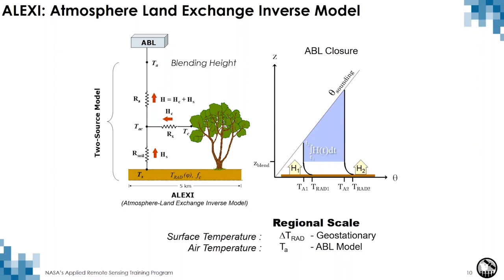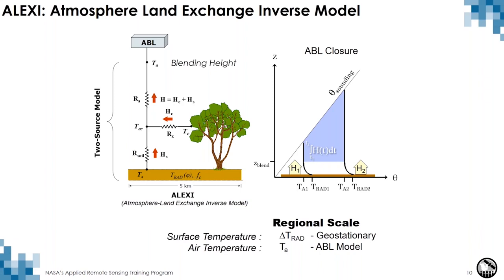So the main real additional development for ALEXI from its original two-source model implementation was to couple the two-source energy balance model with a boundary layer model above it, so that we can actually model that temperature at the blending height based on what we were seeing from the changes in land surface temperature.